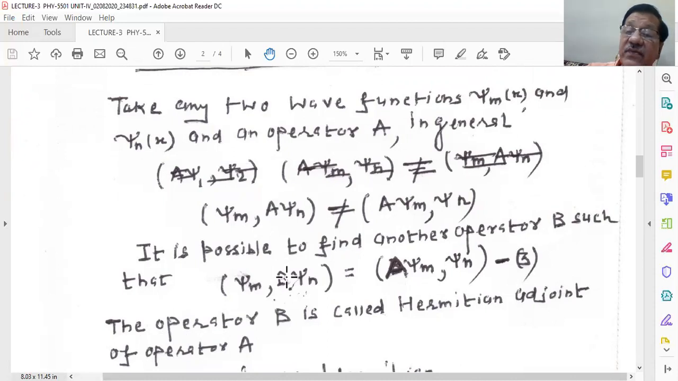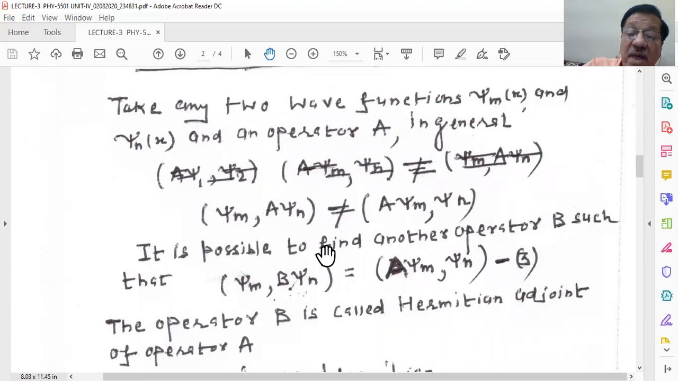So this is the definition of a Hermitian adjoint of an operator. Please remember once again: an operator A is an ordinary operator if it is not a Hermitian operator. In this case, you cannot write the scalar product of psi m with A psi n is equal to the scalar product of A psi m with psi n.